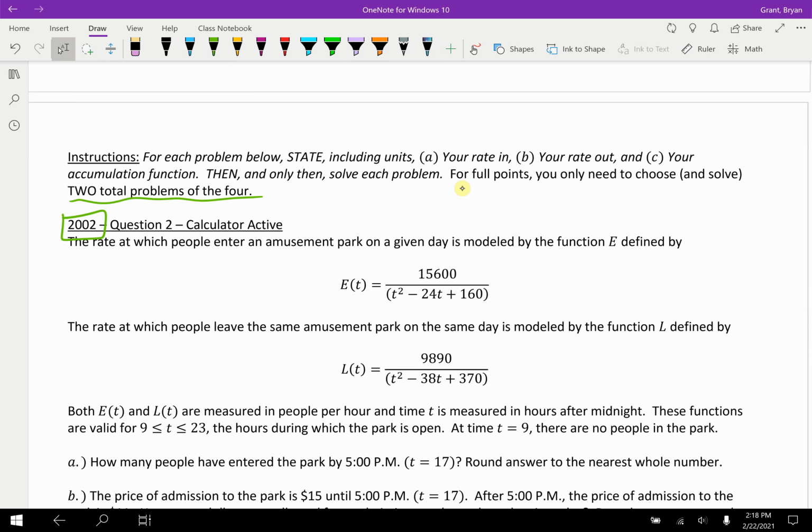Pick your favorite two, whatever ones look the easiest to you, and do those. But you'll notice that these functions are pretty wild. It's kind of tough to create functions that match real-world scenarios, and so they really have to stretch here, right? You'll notice that these are calculator active because I would not want to do math by hand with either of these functions. We should also notice that they've named them E of t, L of t. In this case, E of t, and they usually have reasoning behind the name, is the number of people who enter an amusement park, and L of t is the number of people who leave an amusement park.